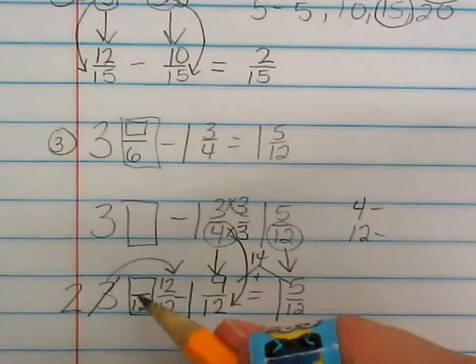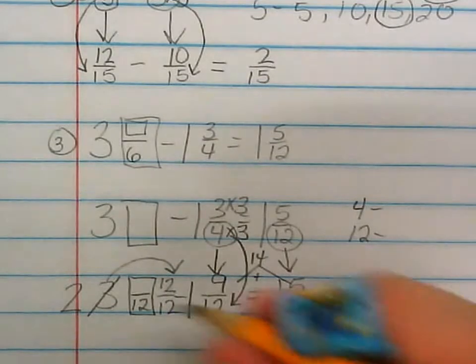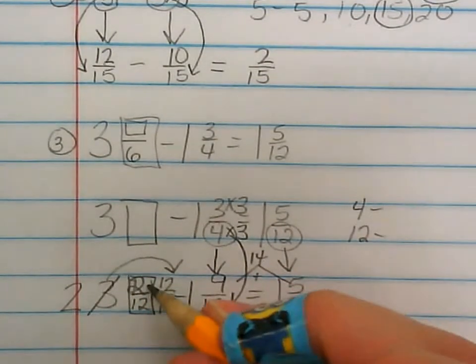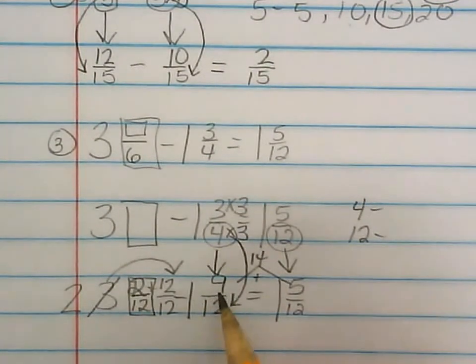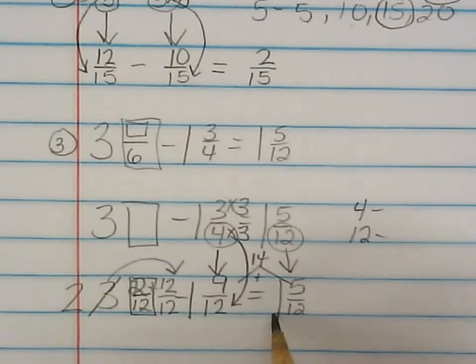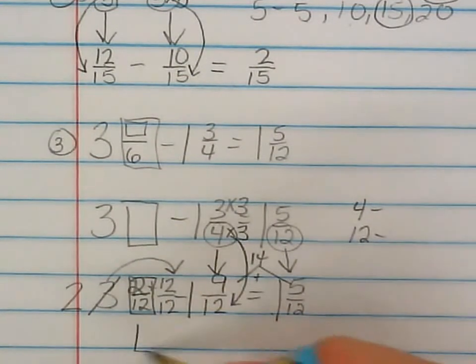So that means that if I need 14 and I have 12 that I borrowed from my whole, I would need 2 more in order to get that 14. So 2 and 12 is 14. 14 minus 9 is equal to 5. And now I check my whole numbers. 2 minus 1 equals 1. So the missing fraction that I got there is actually 2 twelfths.